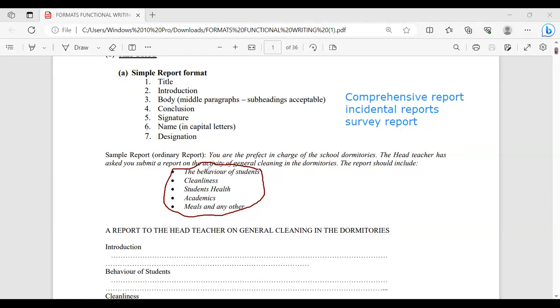So here we have different areas that you're going to report about. Now, this is a comprehensive report. If you are told to report about an activity that took place, you have different things that you're going to talk about. You're going to talk about cleanliness, student health, and all that. So you have to be creative when you're looking at the comprehensive report. And this is how it looks.